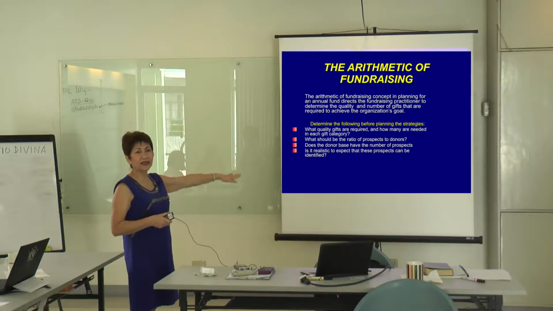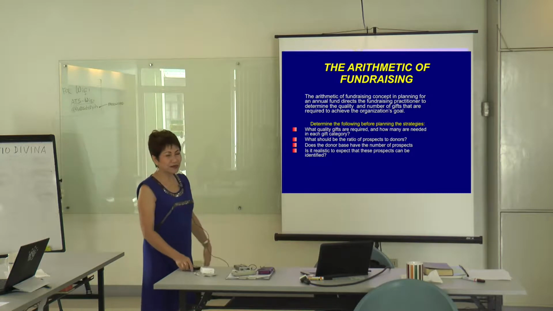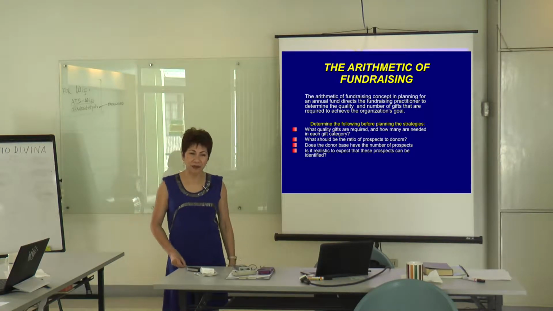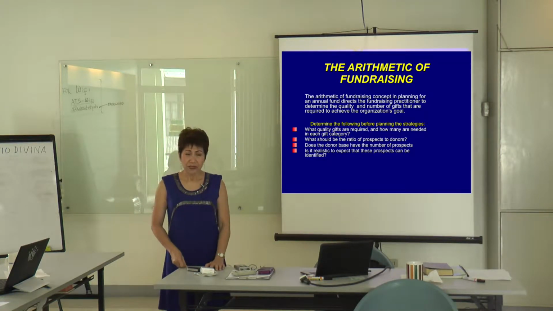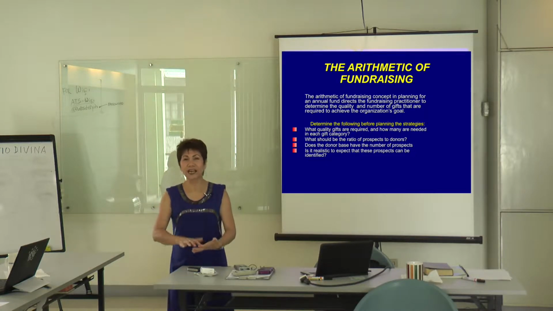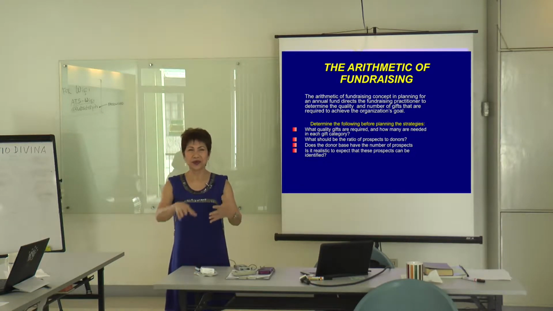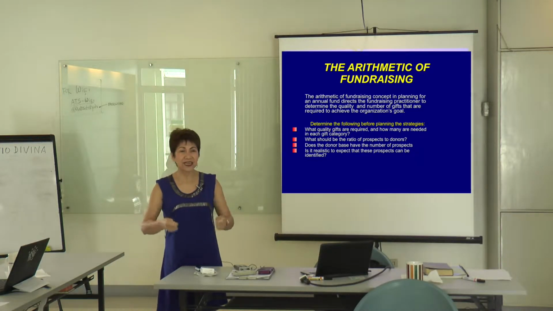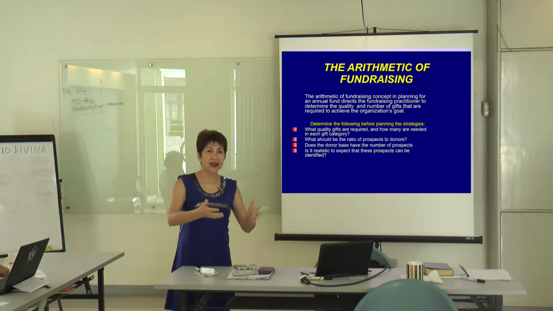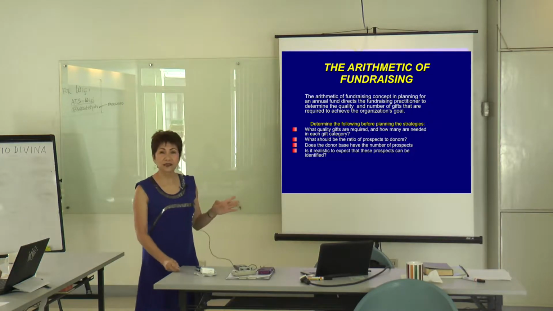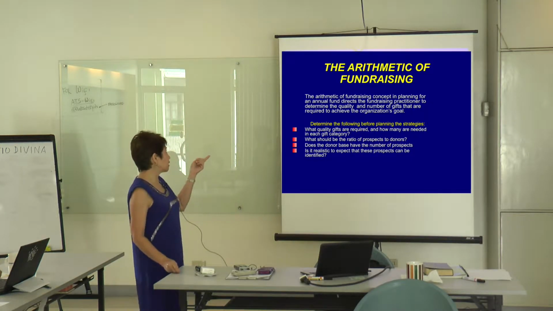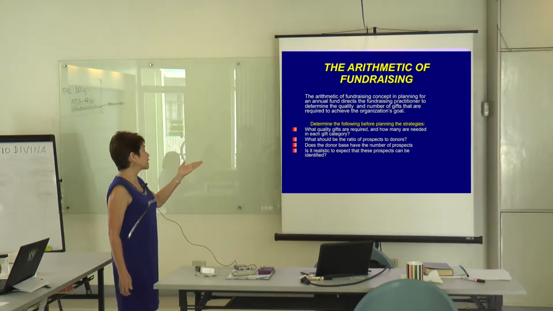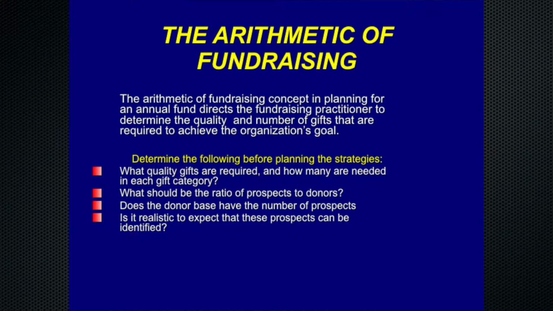So before you plan any strategies, because sometimes we start fundraising by sitting down and listing all the activities that we want to do. We'll do a fundraising banquet, we'll do a fundraising letter, we will do a bazaar, but professionals don't do it that way. How do they do it? They use the arithmetic of fundraising. They ask these questions. What quality gifts are required? And how many are needed in each category?